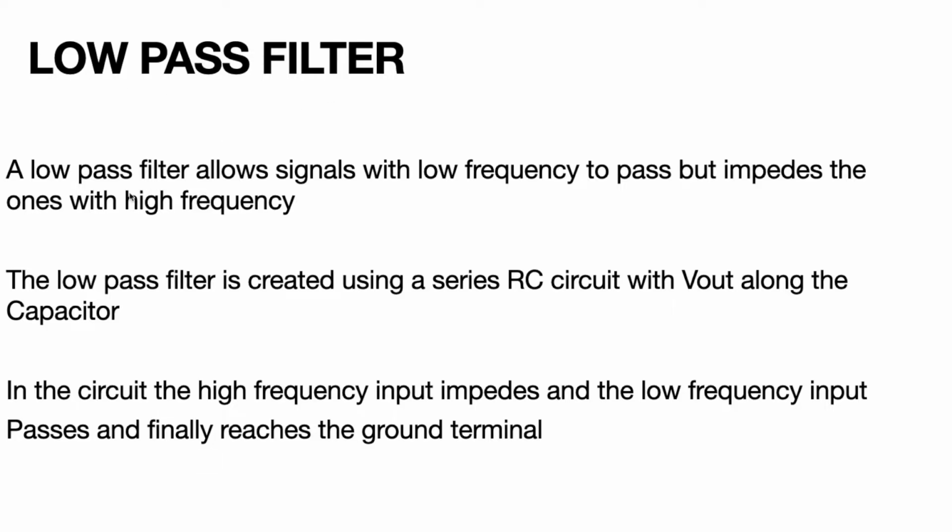A low pass filter allows signals with low frequency to pass but impedes the ones with high frequency. The low pass filter is created using a series RC circuit with Vout along the capacitor. In the circuit, the high frequency input impedes and the low frequency input passes and finally reaches the ground terminal.